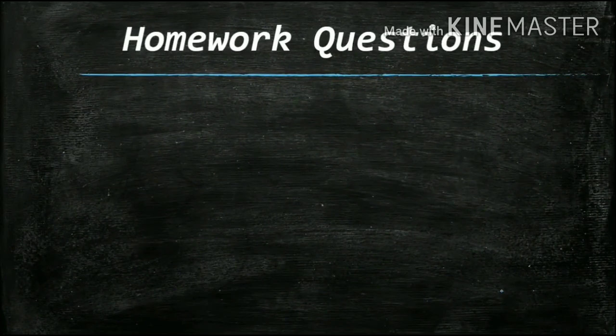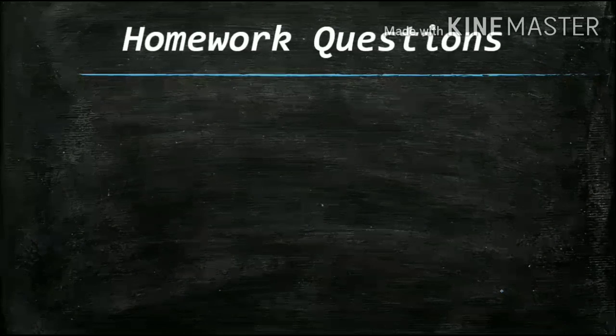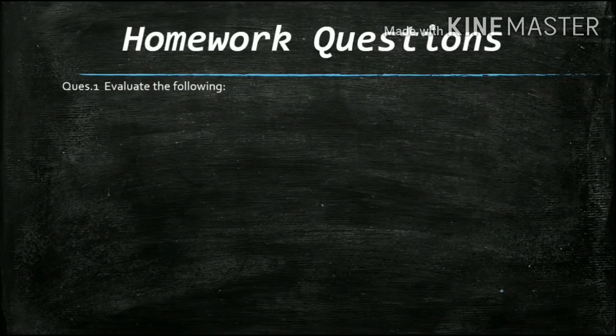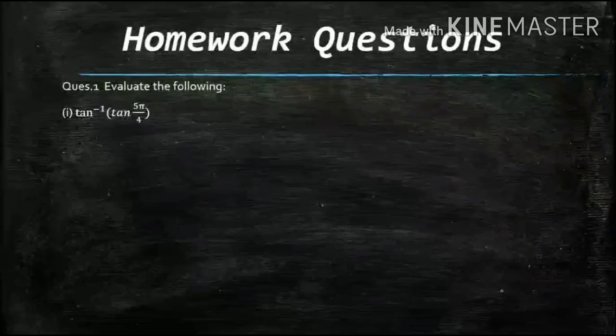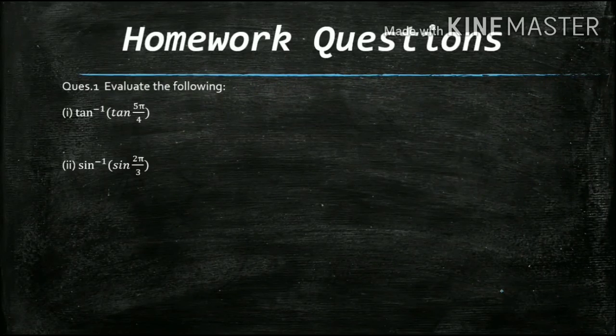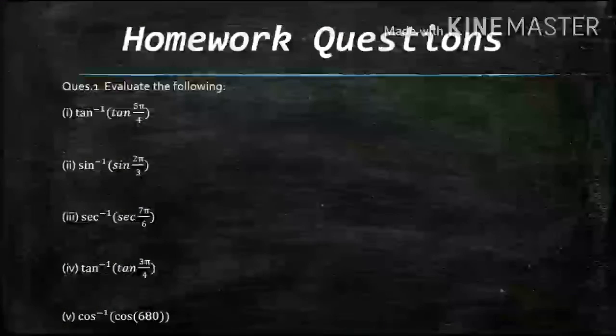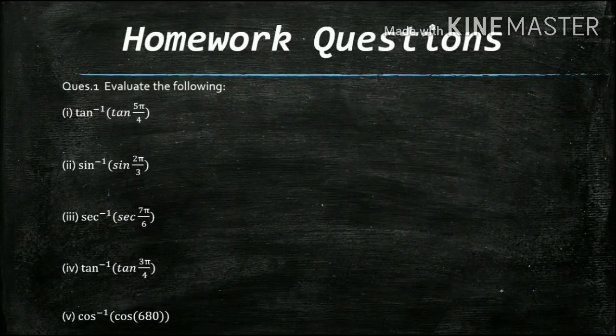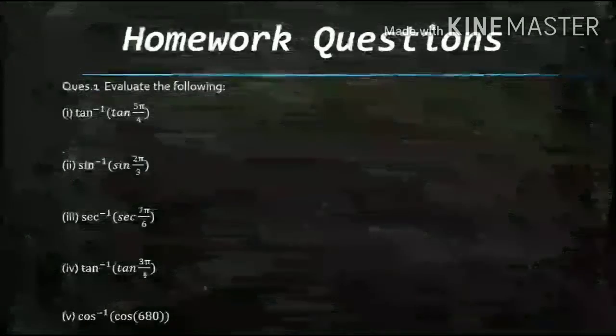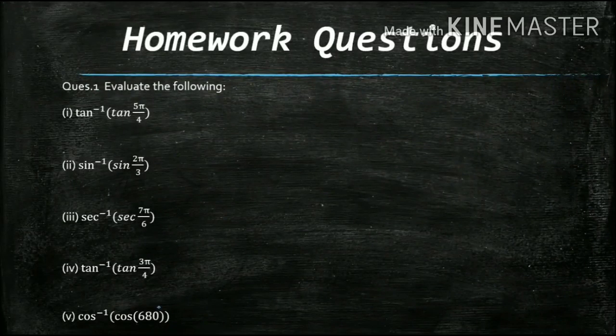Okay, so let's end this session with some homework questions. You need to evaluate the following: tan inverse tan 5 pi by 4, sin inverse sin 2 pi by 3, sec inverse sec 7 pi by 6, tan inverse tan 3 pi by 4, and cos inverse cos 680 degree. This is basically degree over here. Okay.